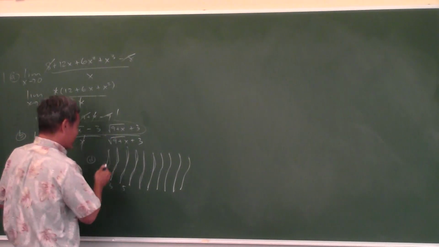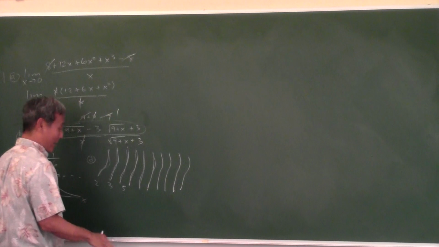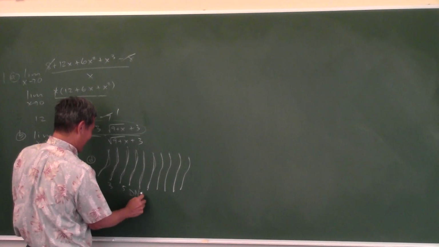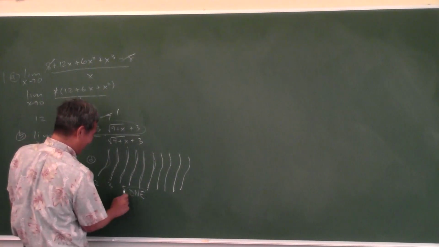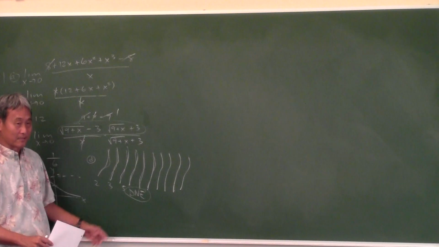Anyway, so if this keeps on going, what happens as the graph is moving on to the right? Is it getting closer to something? No, the limit does not exist. Can I write that on the test? What did I tell you guys? Yes, I will accept this.